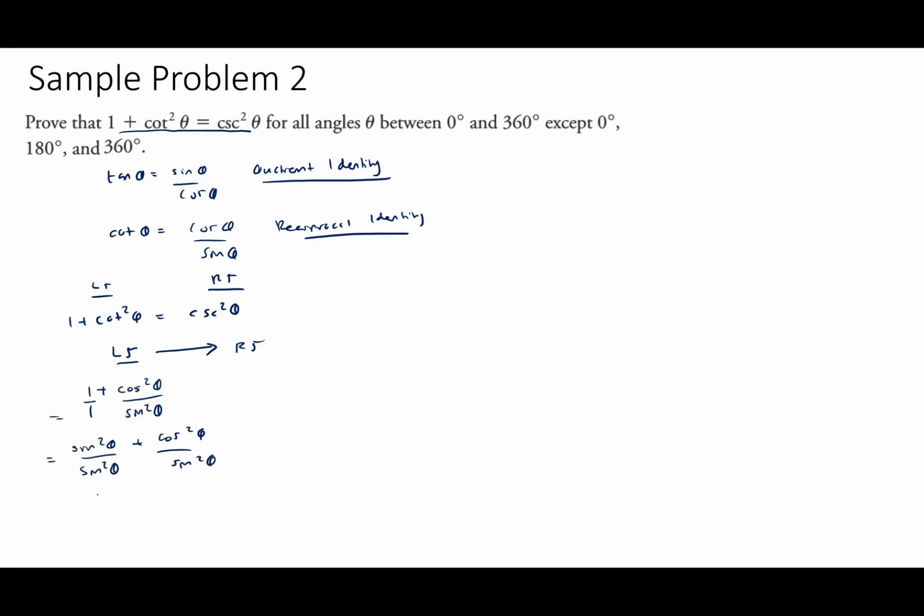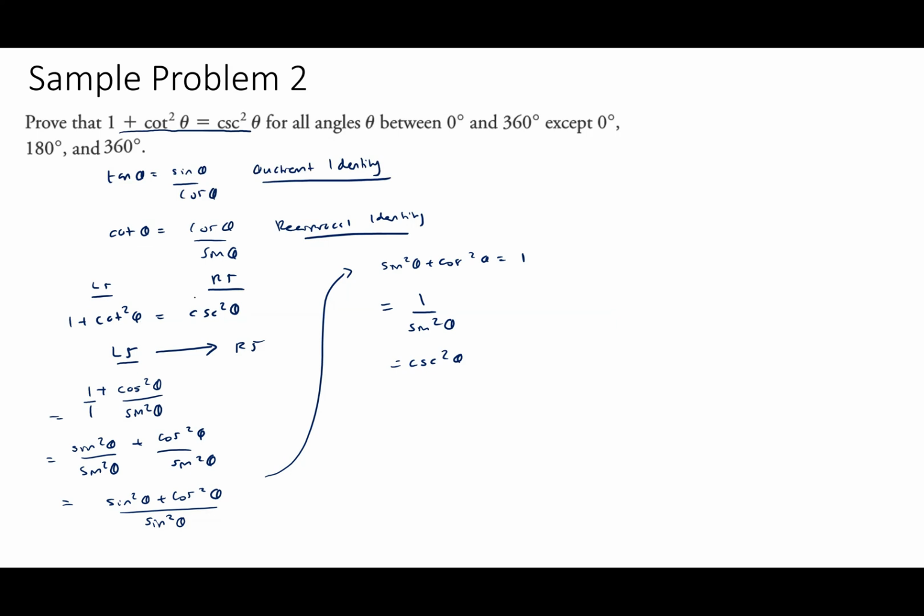And effectively, because the denominators of the fractions are the same, we can just make it a common denominator. So this is sine squared theta. For the numerator, we get sine squared theta plus cos squared theta. And because we know our primary Pythagorean identity, we know that sine squared theta plus cos squared theta is equal to 1. Therefore, this portion here will give us 1 over sine squared theta. And because 1 over sine squared theta is a reciprocal identity, it is equal to cosecant squared theta. You guys can notice that we've converted the left side into the right side. And that's what proving an identity is.